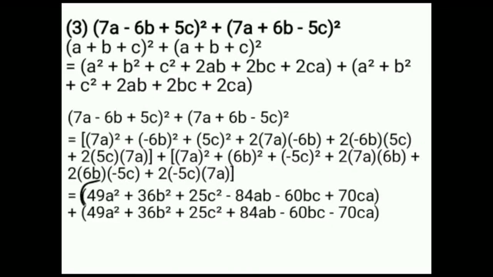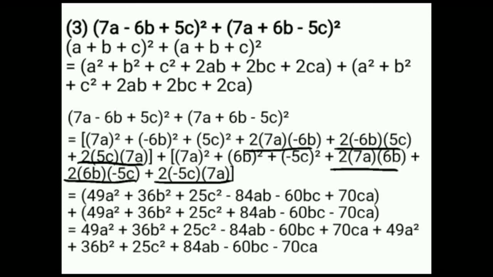Now you have to remove these brackets and write as it is. Next step, that is equal to 49a square plus 36b square plus 25c square minus 84ab minus 60bc plus 70ca plus 49a square plus 36b square plus 25c square plus 84ab minus 60bc minus 70ca.